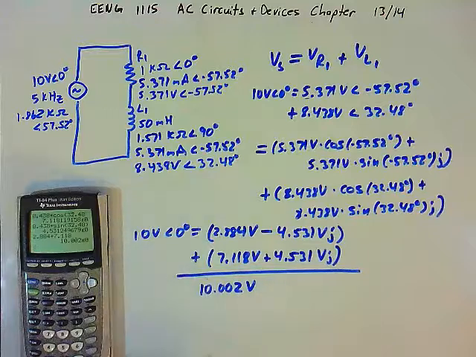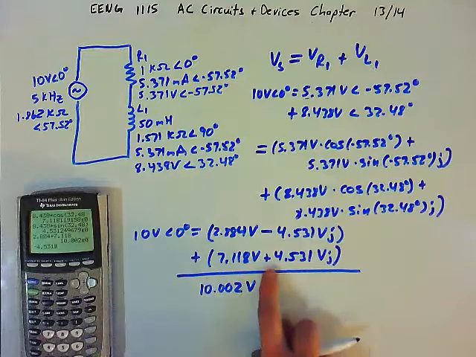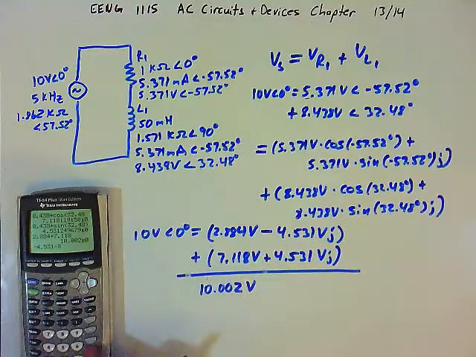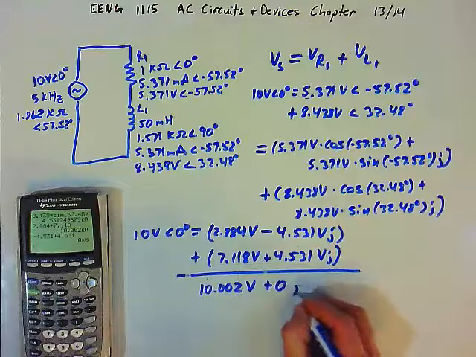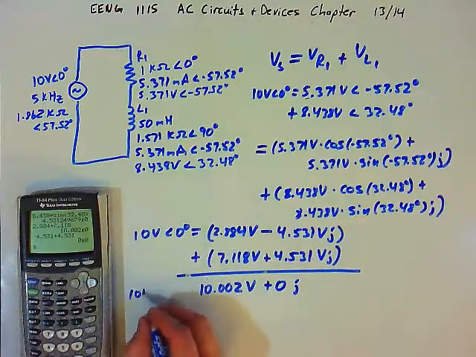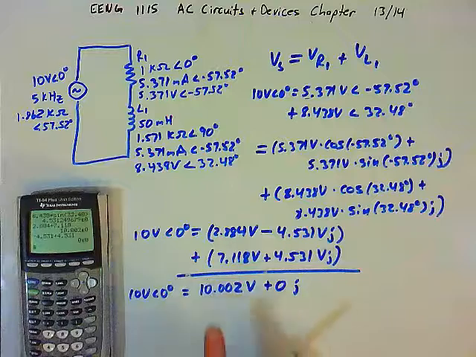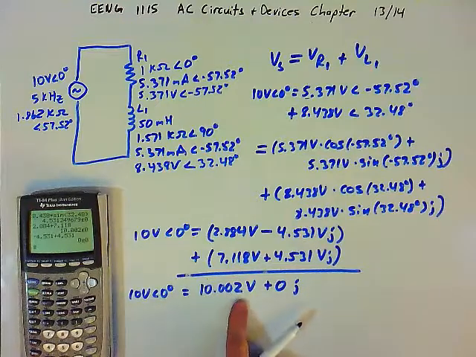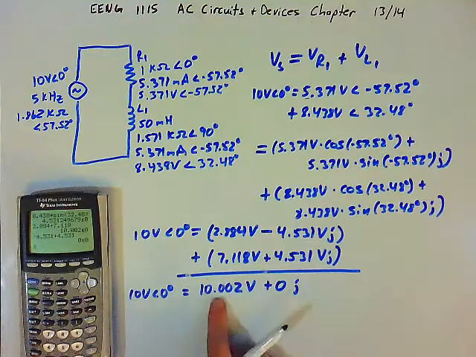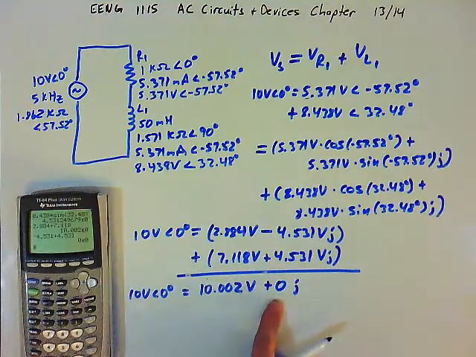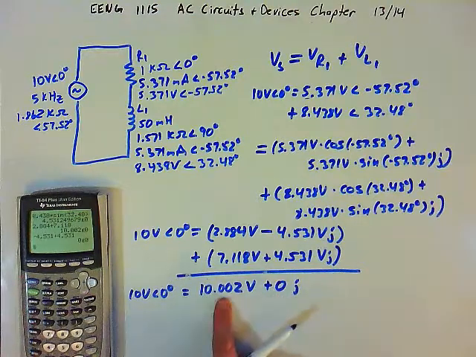For the Y components, we have a negative 4.531, and we're adding to this a positive 4.531, and no surprise, we get 0 plus 0J. And so 10 volts at 0 degrees, we think that's equal to 10.002 volts plus 0J, right? So this is the polar form, this is the rectangular form. If you square both of these and add them together, that will give you the magnitude. And if you take the inverse tangent of y divided by x, that will give you the angle.